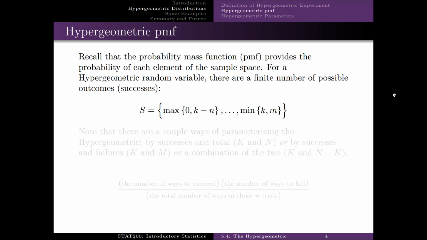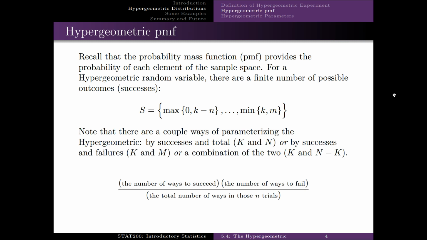Recall that the probability mass function provides the probability of each element of the sample space. For a hypergeometric random variable, this is the sample space. Notice automatically that the hypergeometric is rather complicated to work with. For the binomial, it's just from 0 to n. Here, it's the larger of 0 and k minus n, all the way up to the minimum of k and m.